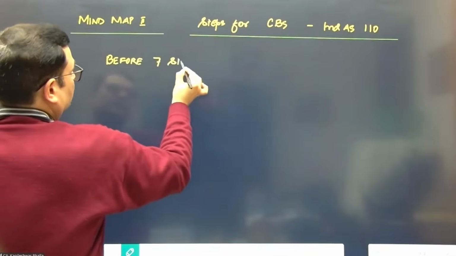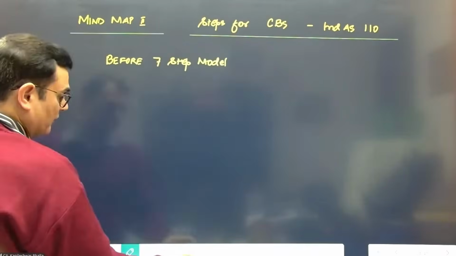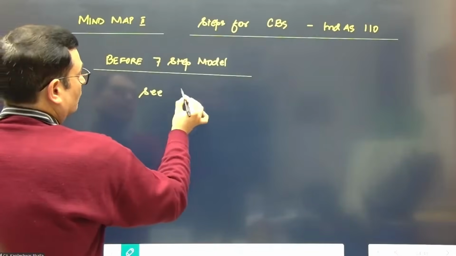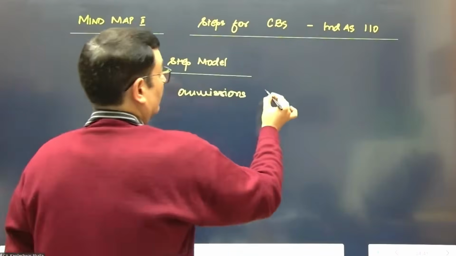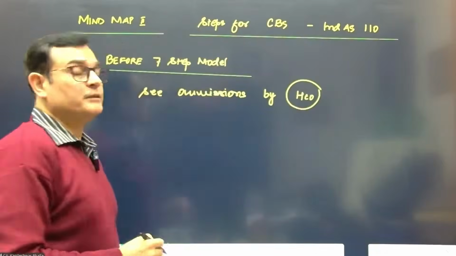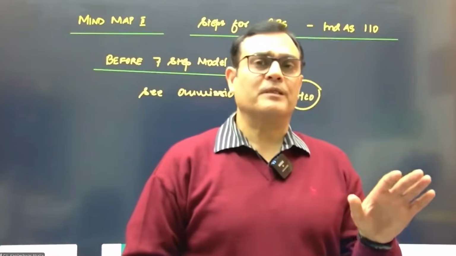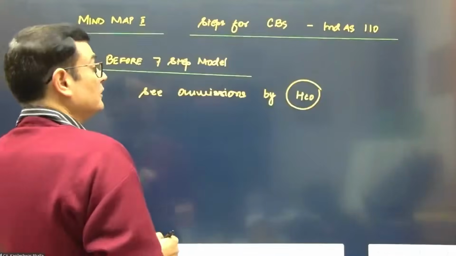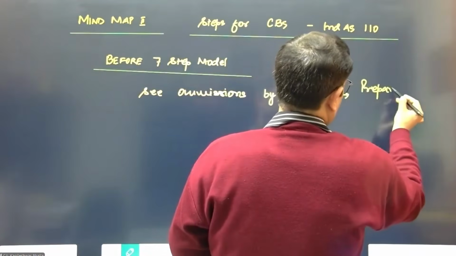Before you apply the 7-step model, your first focus point will be that you need to see the omissions by the holding company. I'm not saying that there cannot be omissions by the subsidiary. There can be. Whether the omissions are by the parent or by the subsidiary, an extract balance sheet is definitely required. So see the omissions by the holding company, and then we need to prepare an extract balance sheet.